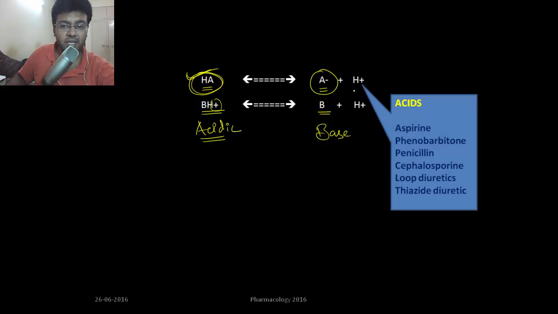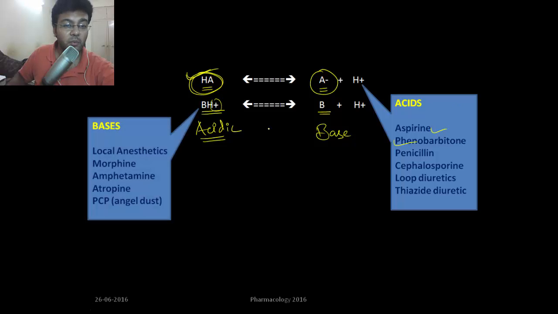Can you name certain drugs which are weak acids? These are acetylsalicylic acid, barbituric acid. These are acids by their name. Penicillin, cephalosporin, loop diuretics, thiazides. These are weak acids. What are weak bases? Certain ones like local anesthetics, PCP, angel dust, amphetamines, morphine, and atropine. Right? These are weak acids and weak bases. Phenobarbital, the most important one.